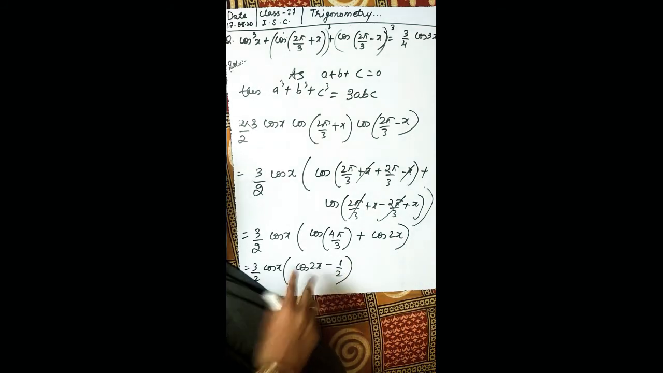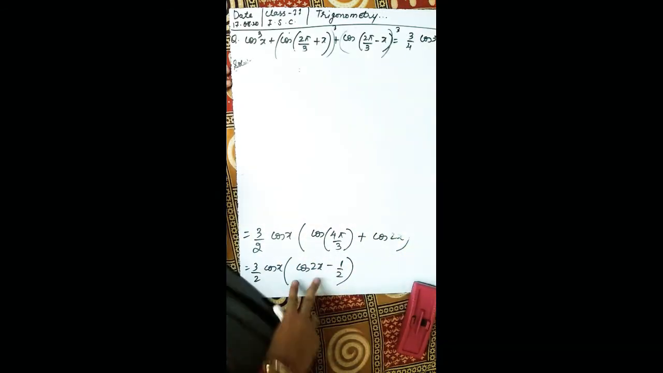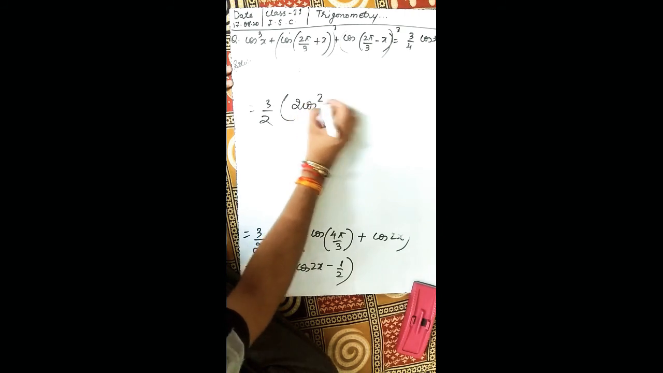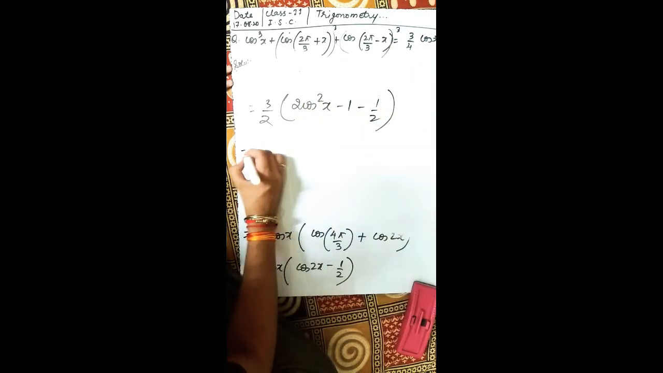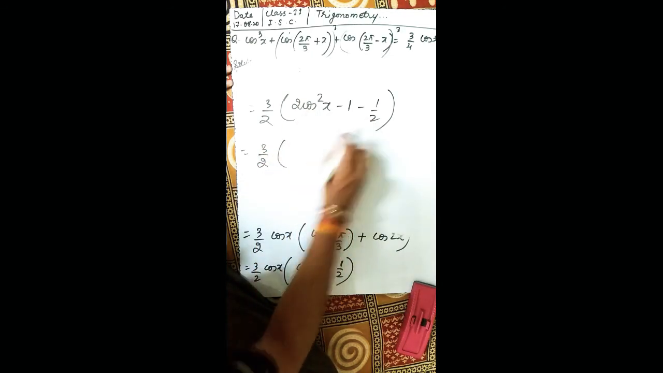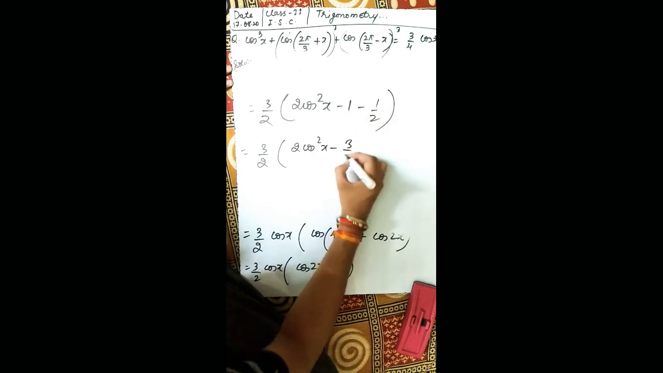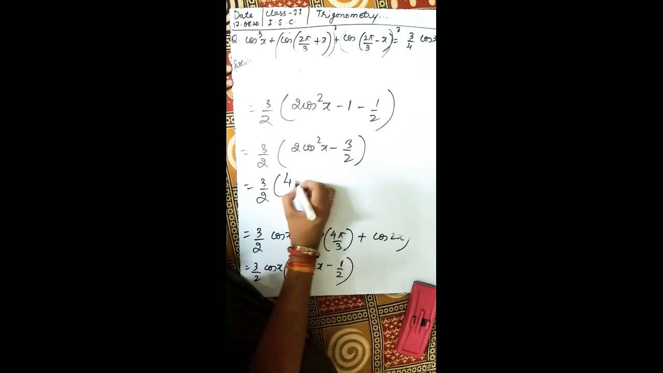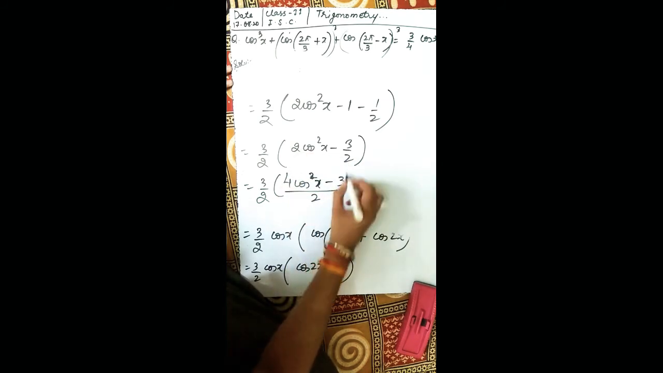Now after this step, what you can do, place the value of cos 2x as 2 cos square x minus 1 and minus of half. Okay, 3 upon 2. Now take the LCM. So, or else you do one thing, 2 cos square x minus, this will be minus 3 by 2. So 3 by 2. Now take LCM, 4 cos square x minus 3 upon 2.